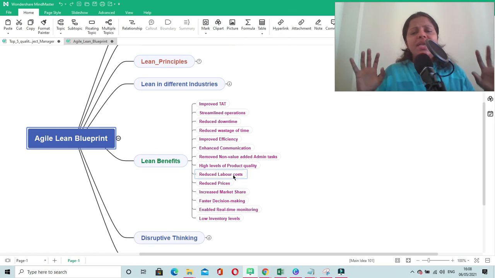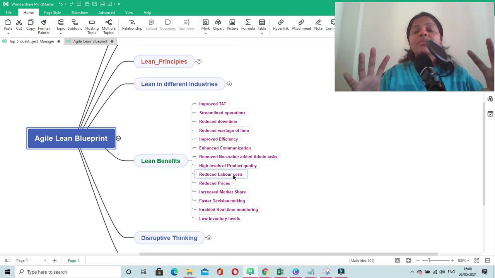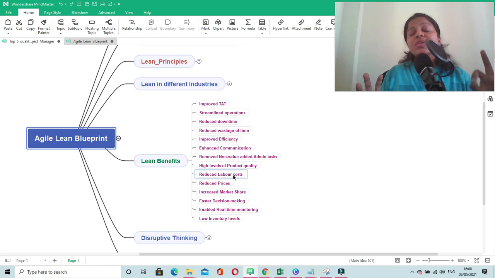I think by now you must have got a pretty good idea about how the Lean framework is different from other frameworks. So here in the Lean framework, the main focus is on the principles, the 7 principles. You have to understand those 7 principles well, and you have to understand what the different practices are which you need to implement in your team, and you will be able to gain all these benefits by implementing those principles. So this is all about Lean benefits.